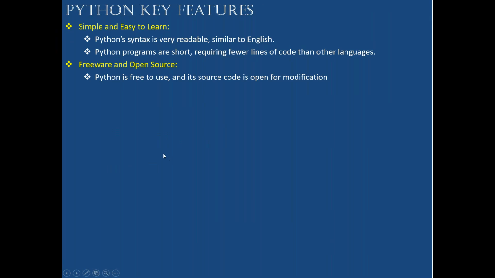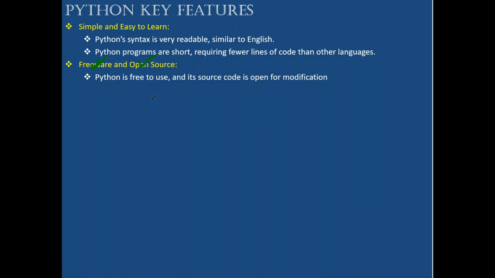Freeware and open source. Freeware means, for Python installation or using Python, you don't need to make any payment or purchase any license. It's completely free. You can directly install. Okay, that is freeware.